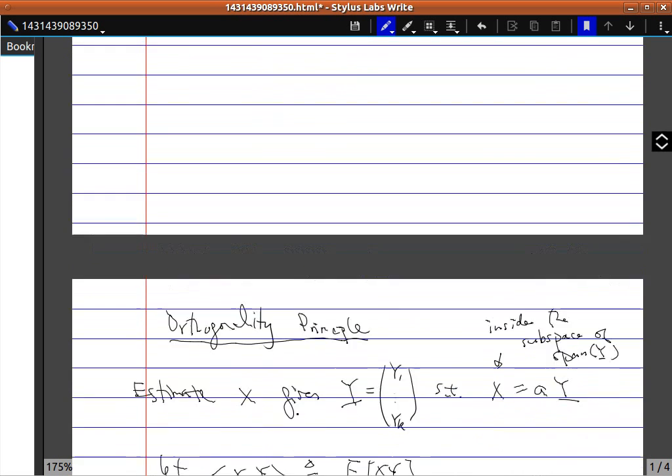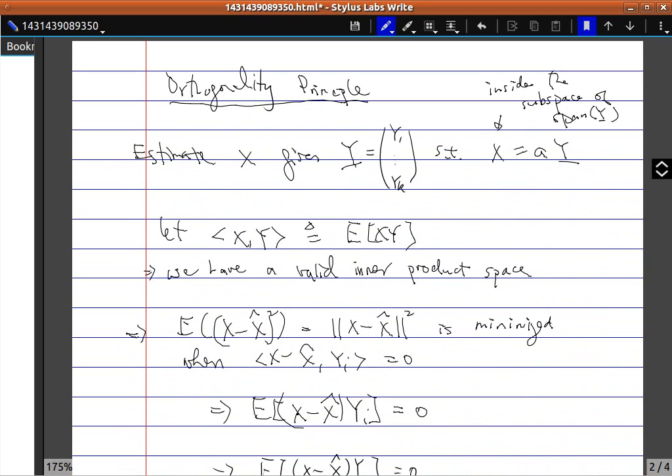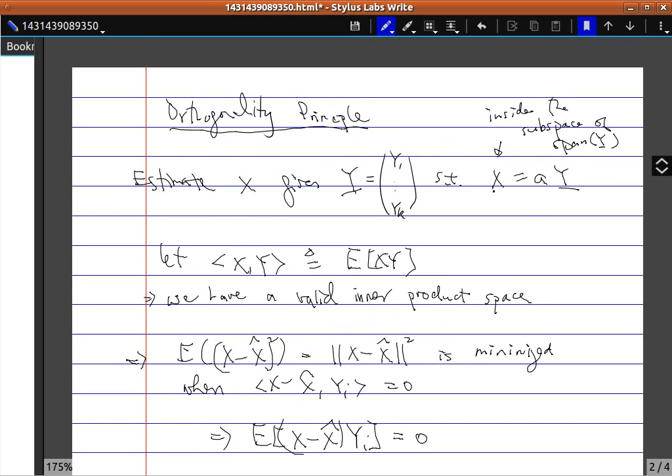Now, what is the orthogonality principle? It's basically just the projection theorem applied to statistics, or just the terminology used in signal processing. So now, let's say we're trying to estimate some random variable x given some observation y. For a linear estimator, I can just write this x hat as ay.